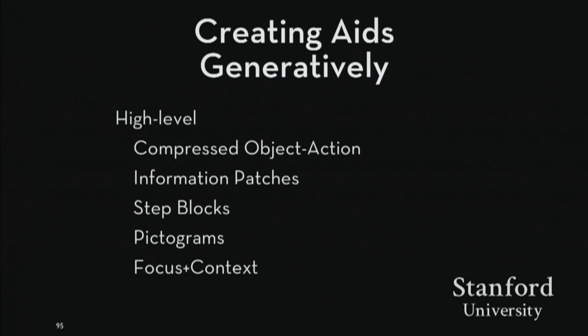So here, the compressed object action language that I was talking to you about, information patches, which is instantiated in some of our designs as columns and separate boxes for the drugs. Step blocks, so the block aid, you can put similar content into a box to link it together. Pictograms, so using some kind of iconic representation that's helping people search and remember where information is. And focus plus context. So we want to use the context of the crisis in order to show just what's important at the current time.